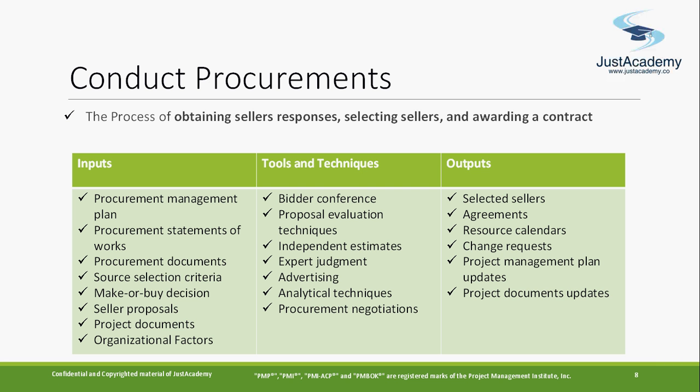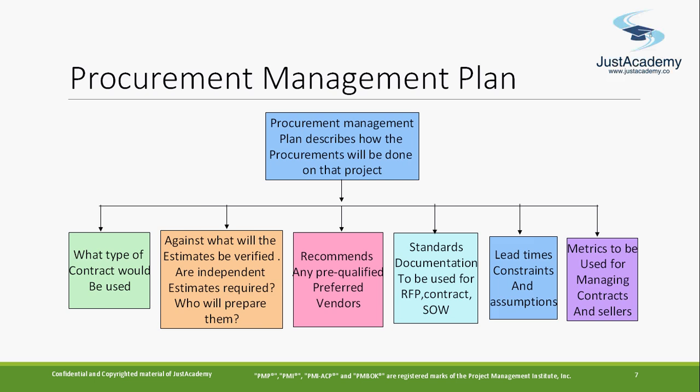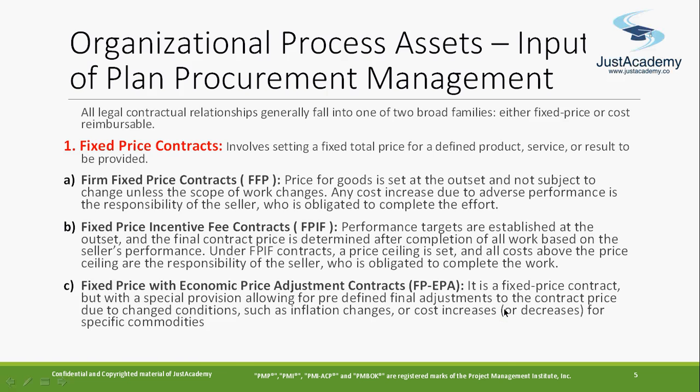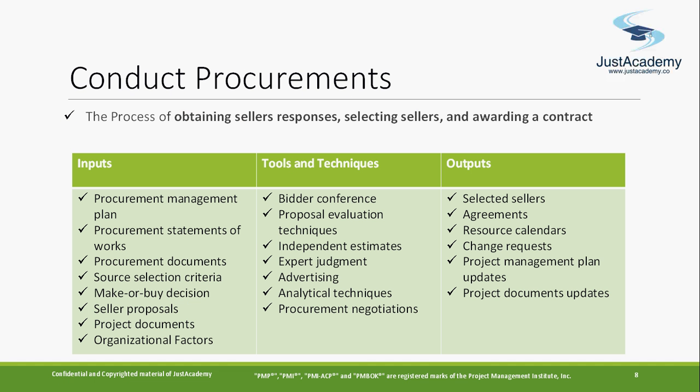The input will be your project management plan that you will get from the previous process. All the outputs that you will have: project management plan, procurement document, procurement statement of work, source selection criteria, make or buy decision. These will become your inputs here. The procurement management plan and statement of work are what you give to the vendor, along with the procurement document, source selection criteria, make or buy decision, and seller proposal.